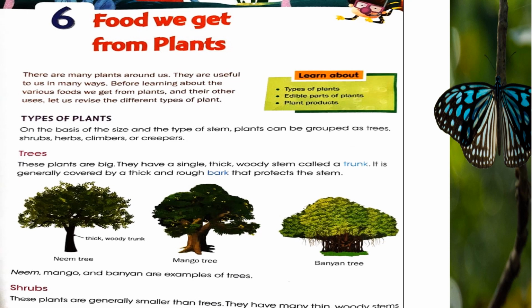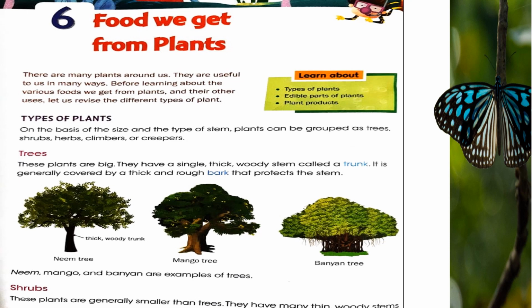types of plants. On the basis of the size and the type of stem, plants can be grouped as trees, shrubs, herbs, climbers, or creepers. Now, trees. These plants are big. They have a single thick woody stem called a trunk. It is generally covered by a thick and rough bark that protects the stem. Neem, mango, and banyan are examples of trees, as you can see in the image.